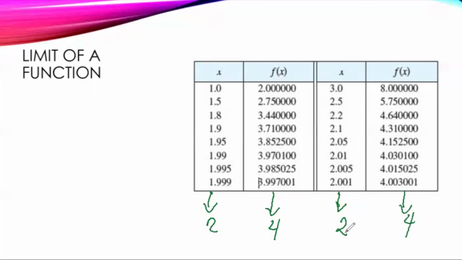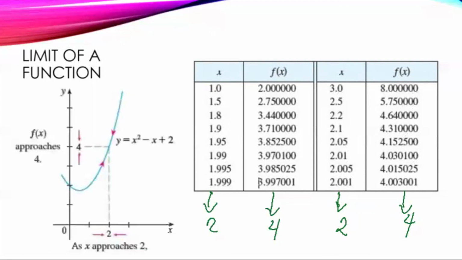So what's your conclusion? Okay, what's your conclusion? Our conclusion, so look at this diagram. We let the values from the left of 2 approach 2 and from the right of 2 approach 2. Then these y values approach a certain value which is equal to 4. Okay, from here and from here.